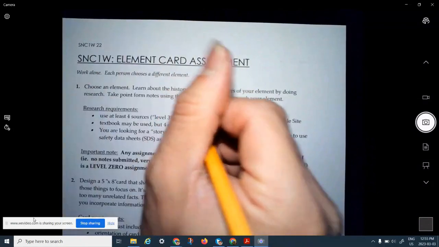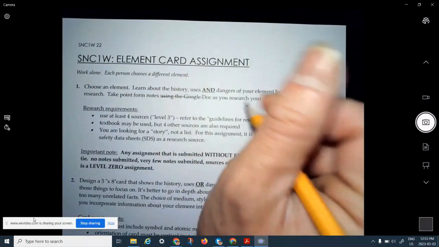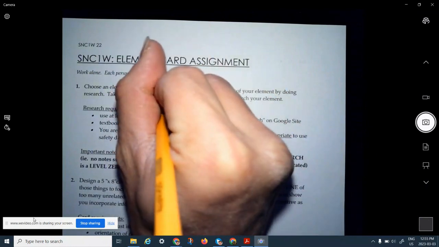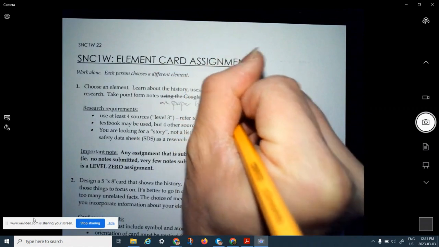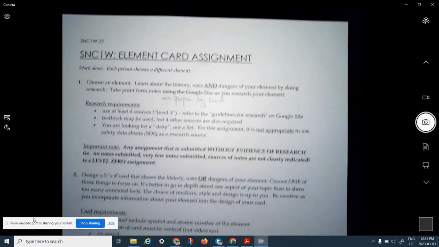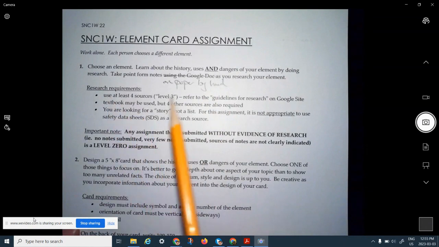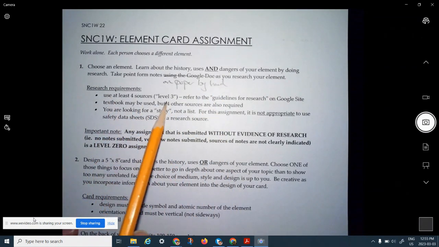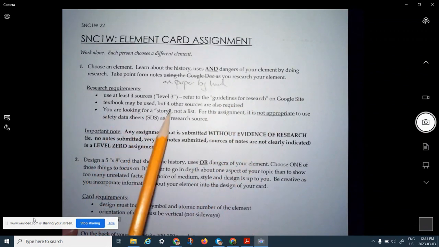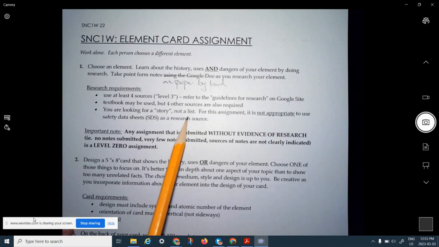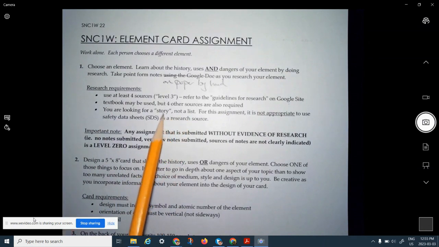So cross that out. Instead of point form note using Google Doc, I will just say on paper by hand. Okay, so research requirement: use at least 4 sources. That's a level 3. Use the guidelines for research on the Google site. Textbook may be used, but 4 other sources are also required. You're looking for a story, not a list. Okay, we do want to know more about that.